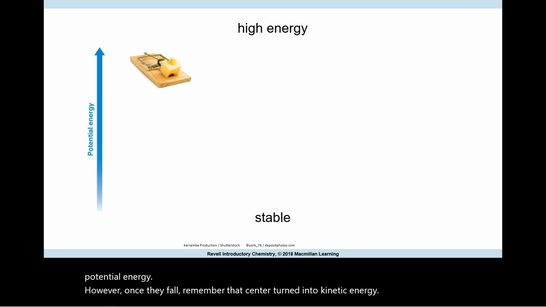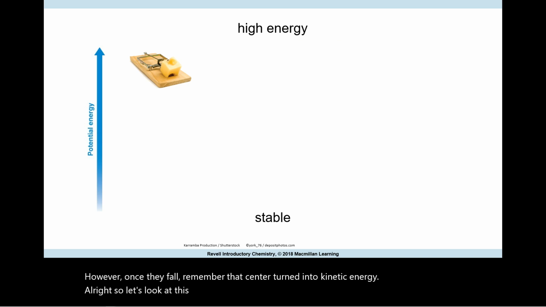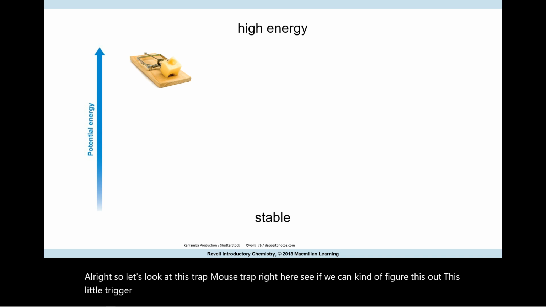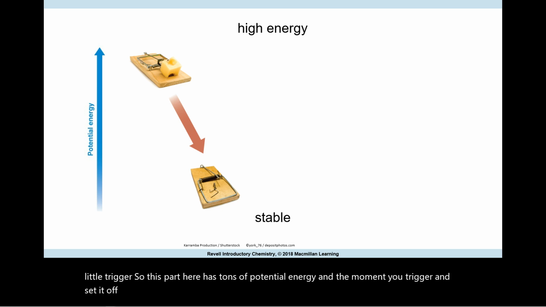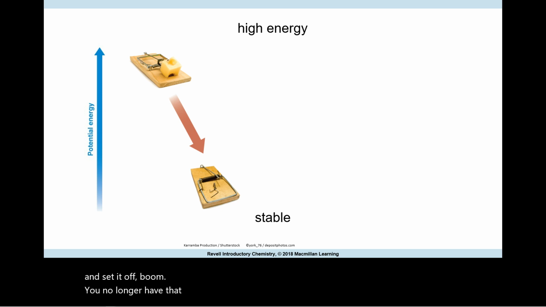All right, so let's look at this mousetrap right here, see if we can figure this out, this little trigger. This part here has tons of potential energy. And the moment you trigger and set it off, boom, you no longer have that potential energy. You've released it in the form of kinetic energy.